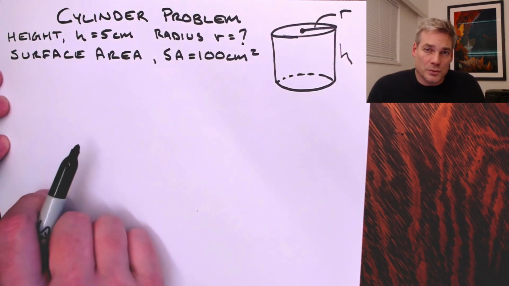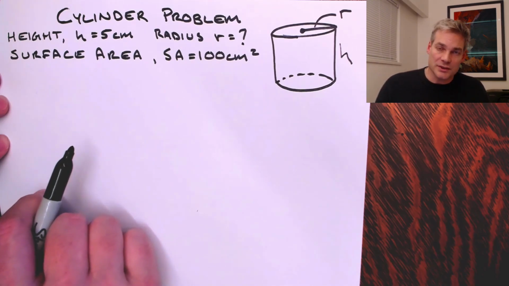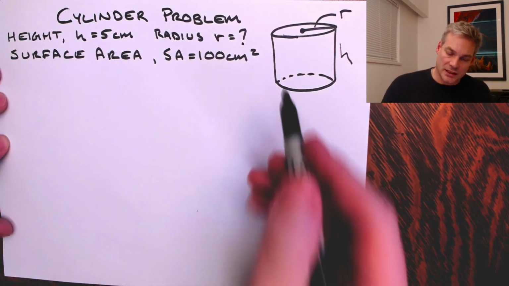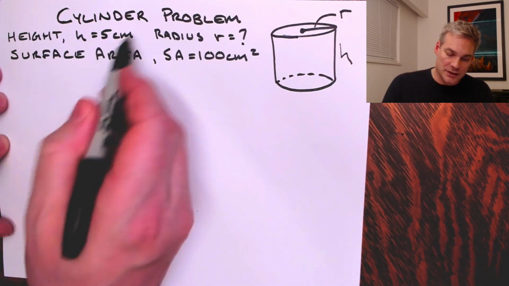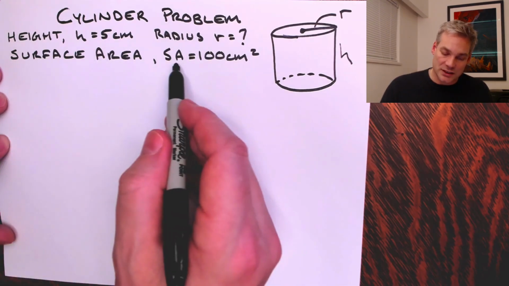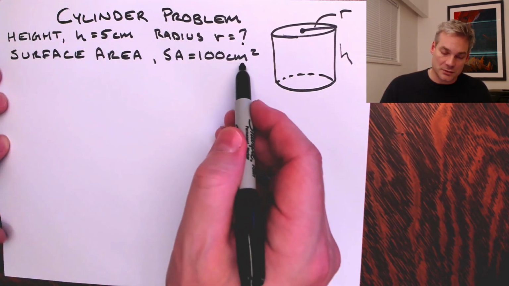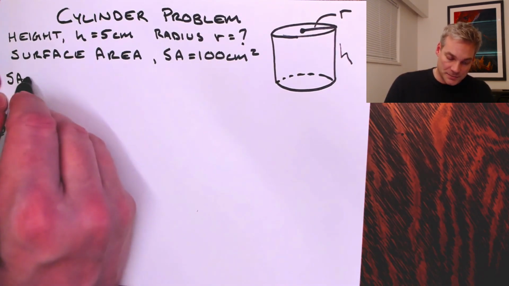Okay, so we are going to cover a cylinder problem that uses quadratics to solve it. In this, we have the cylinder here, the radius, and the height. The height's given at 5 centimeters. We want to find the radius, and we have the surface area here, which is given as 100 centimeters squared. So we need to find an equation for the surface area.